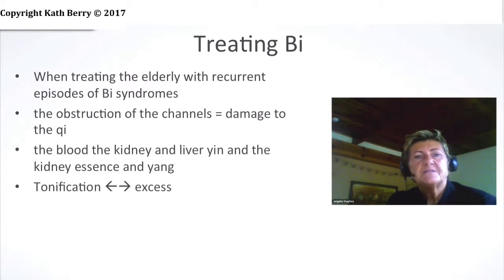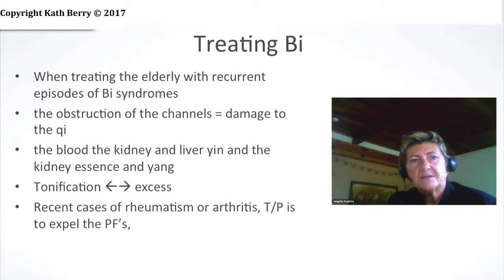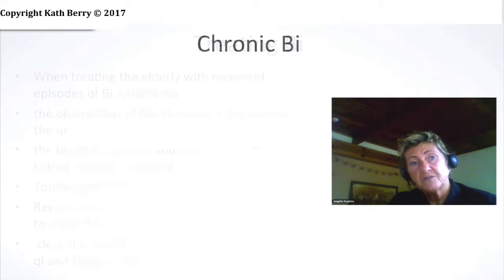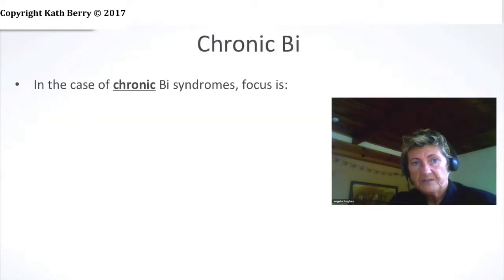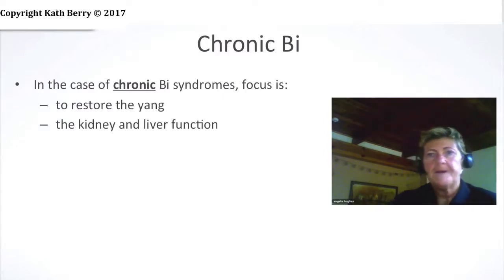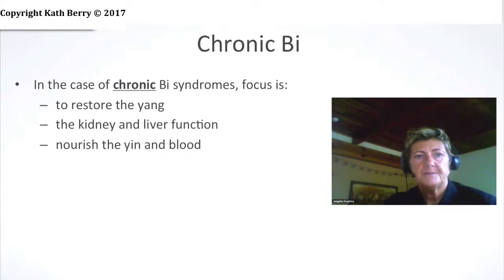When you're treating relatively recent cases of rheumatism or arthritis, the treatment principle is more to expel the pathogenic factors, like we usually do with pain, is to focus more on the excess, clear the heat or the cold, restore the flow of qi and blood in the channels. But in the case of a more chronic Bi syndrome, like bony Bi, often seen in a more elderly population, the focus is to restore the kidney and liver function, the yang, and to nourish the yin and the blood, and keep the qi and the blood circulating.